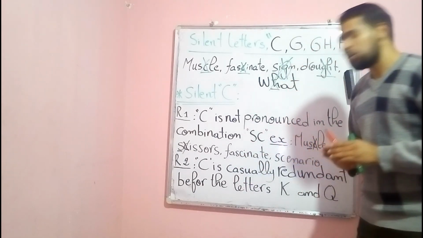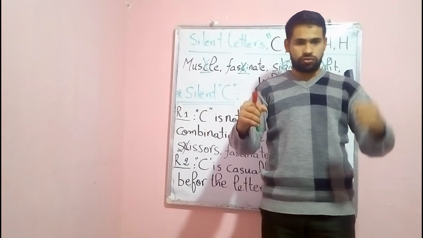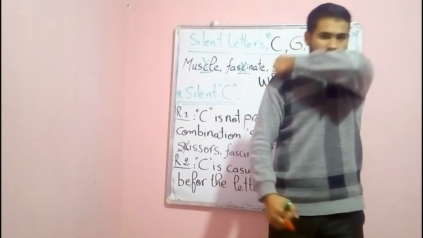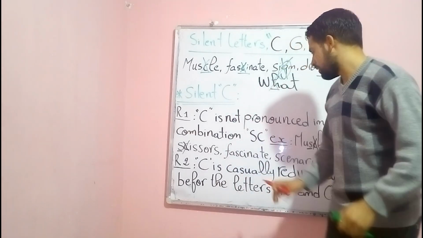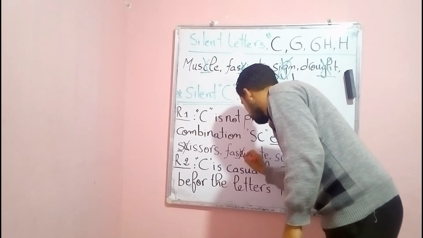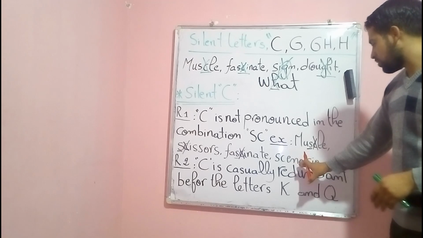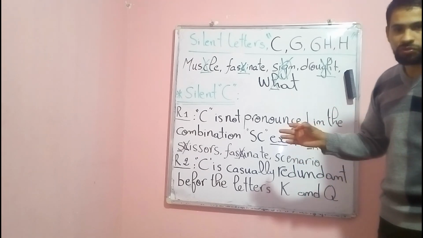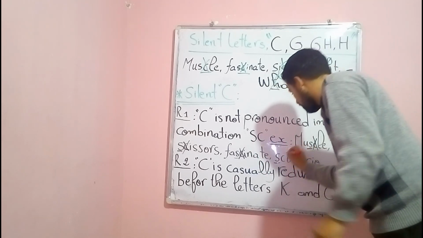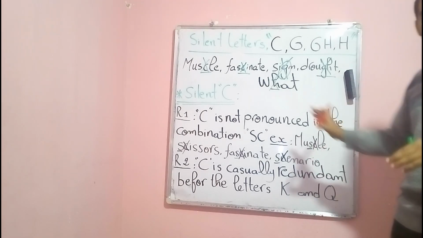Now let's go to the word fascinate. You know what fascinate means? For example, you are a driver, you are driving. So before you start driving, you need to fasten your belt. Okay, to fasten your belt. So, fascinate, here we have S, so we cannot pronounce the sound C here. And the last one, here we have scenario, you know the word scenario, of course. So, S here, so we cannot pronounce C here. This is rule number one.